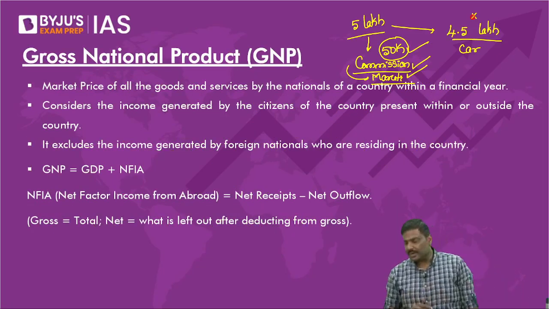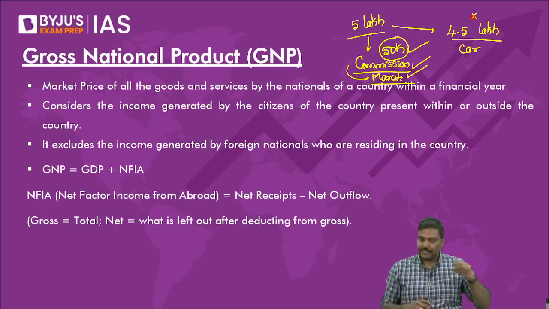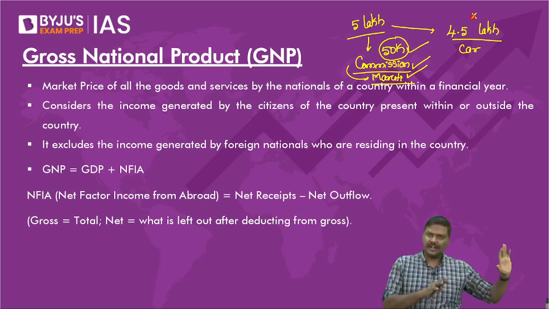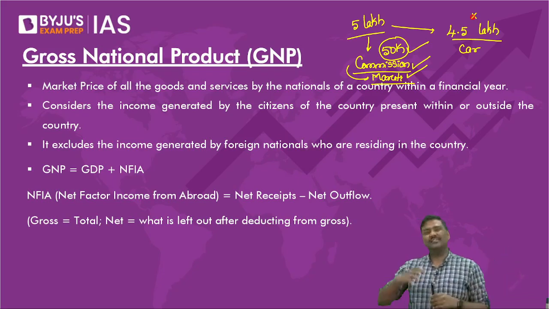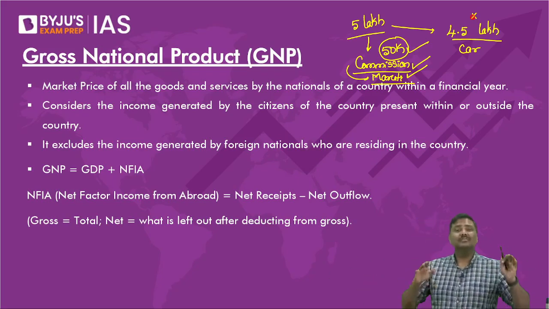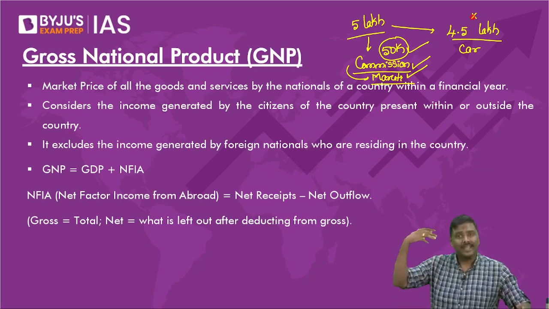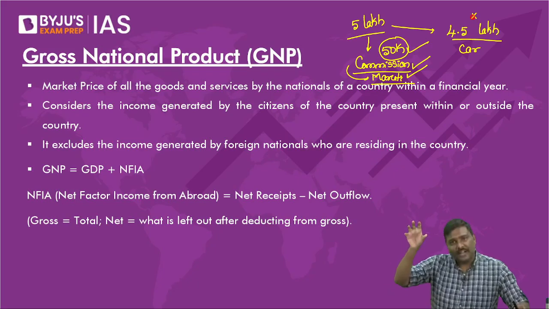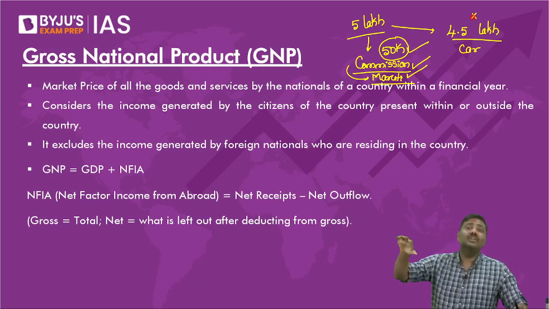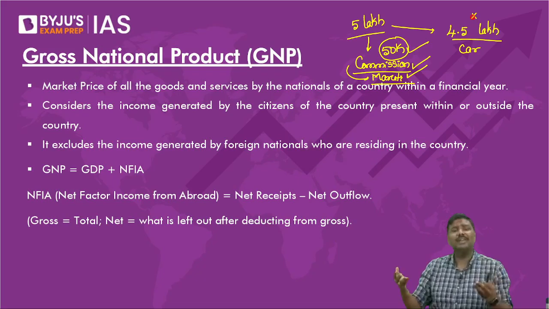Can I go to the next one? So this is the discussion regarding GDP. Again, sir, what if that is sold, this is sold? My dear, if it is sold again in the market, if commission is provided, count the commission. It's as simple as that.